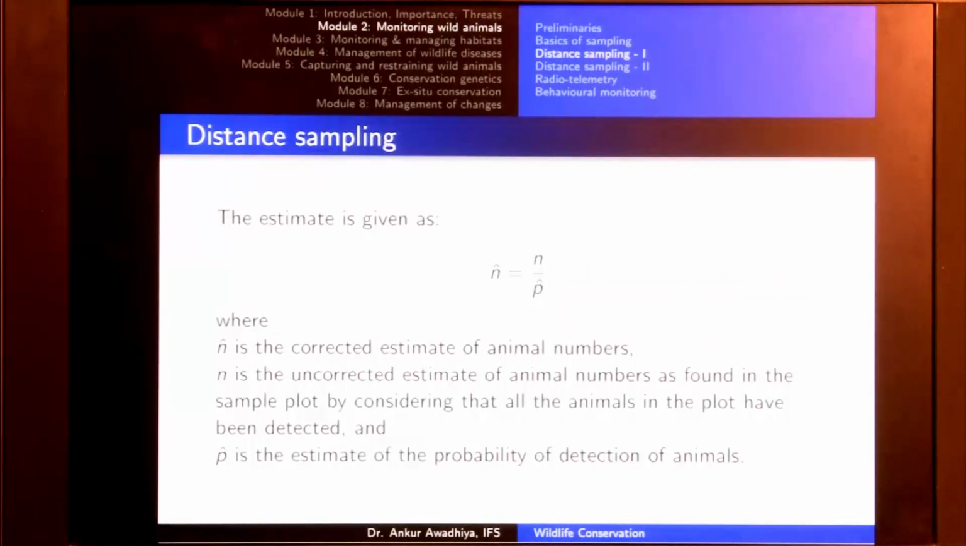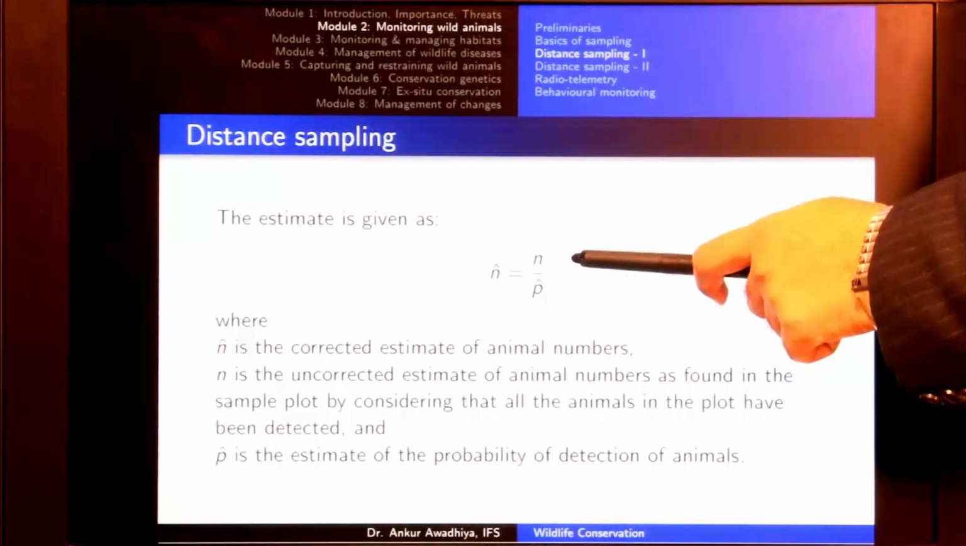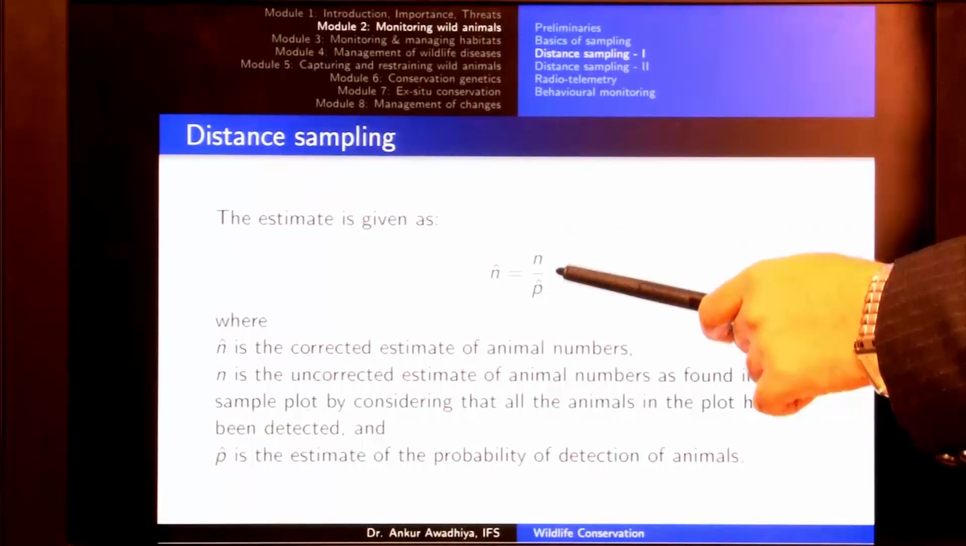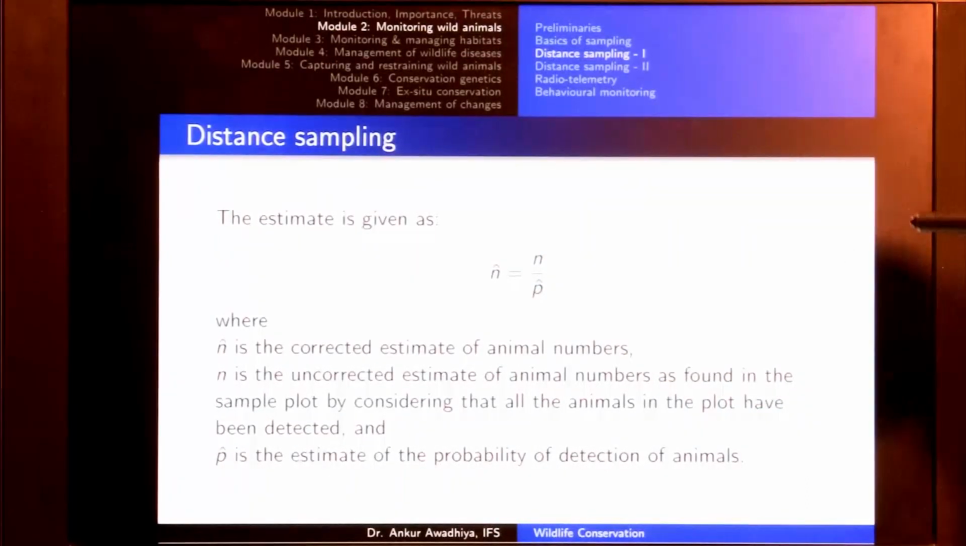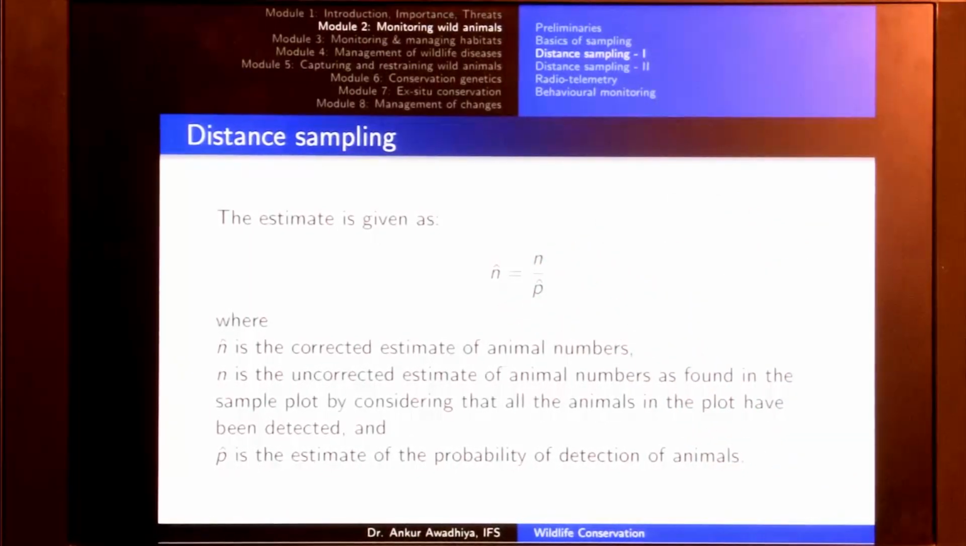So, this estimate is given as n hat is equal to n divided by p hat. Now, n is the number of animals that we counted, but our probability of detection is not 100% because we have missed out some animals. So, when we divide n by the probability of detection, we get another estimate, which is small n hat. So, small n hat is n divided by p hat, where p hat is the probability of detection.